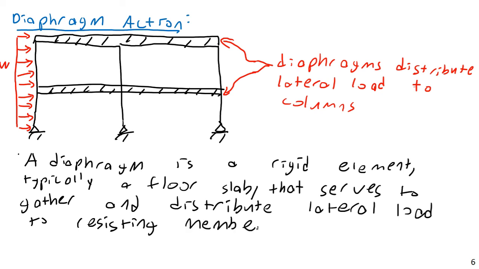Members or elements. So members like beams and columns, elements like a shear wall. I usually don't consider a shear wall a member. I tend to think of that as an element. A structural member is something that has a very clear longitudinal axis, something that really has some length to it. Resisting members or elements.